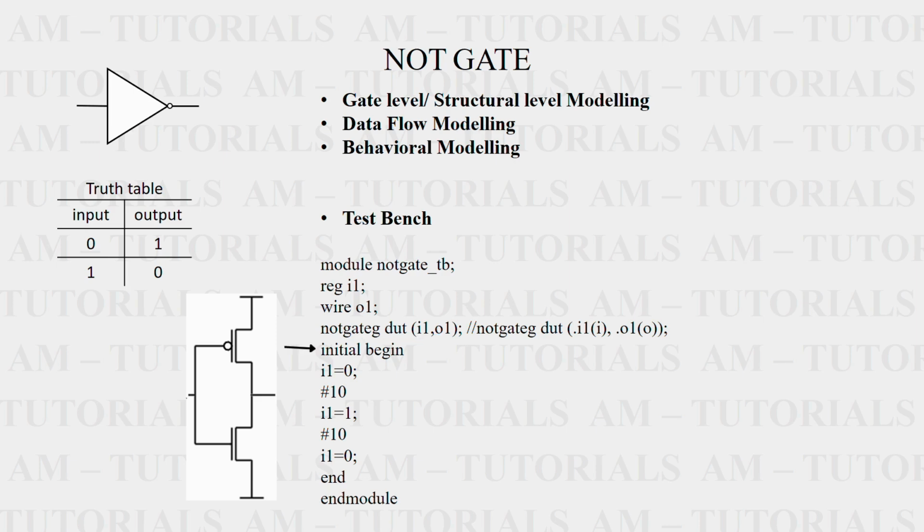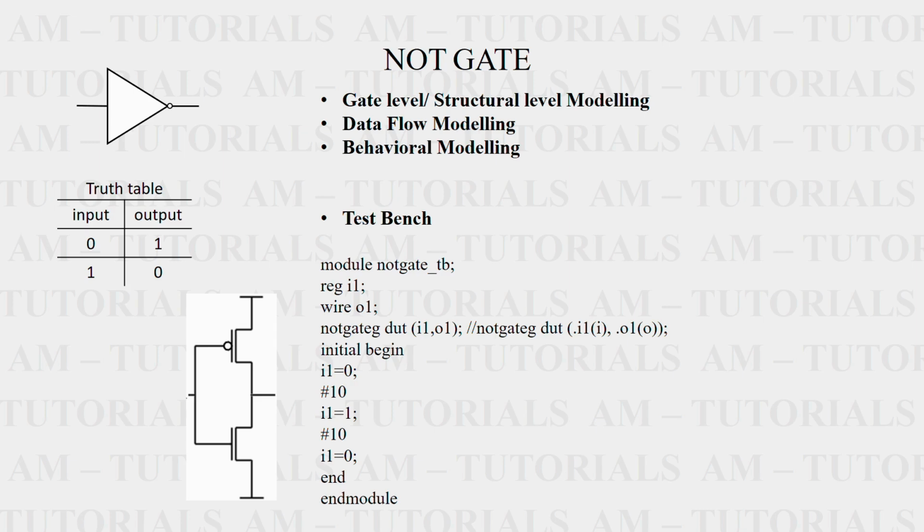We then use initial block to set the values of the variables. Initially I1 is 0, after 10 seconds it will turn to 1. Again 10 seconds later it will be 0. Then end the initial block before ending the test bench module.